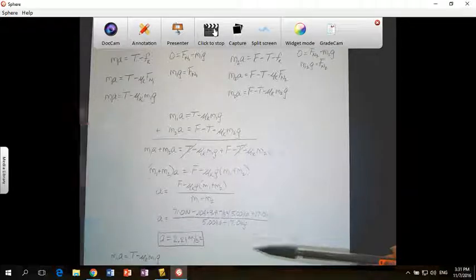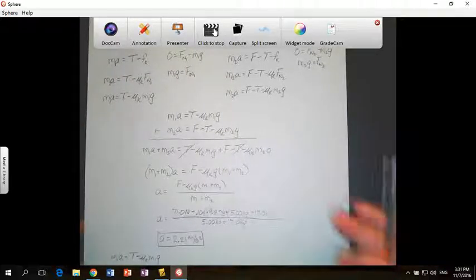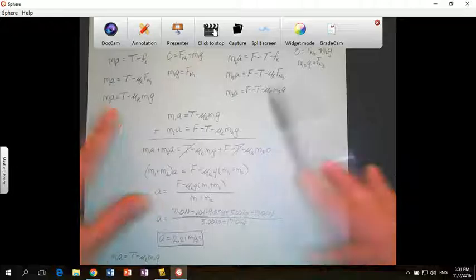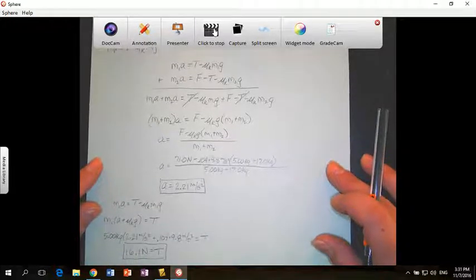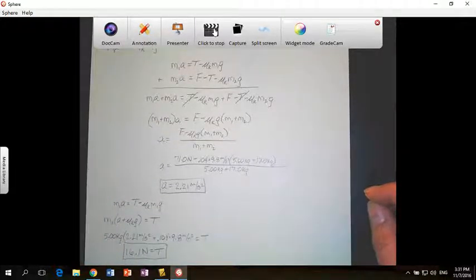Once you have the acceleration, you can then plug it back into either one of these equations here and solve for tension, and so you can see my work right there. So hope that helps clarify things for you a little bit, but when you've got a system of masses, they have the same acceleration, and so ultimately you will use both masses in calculating the acceleration at the end.